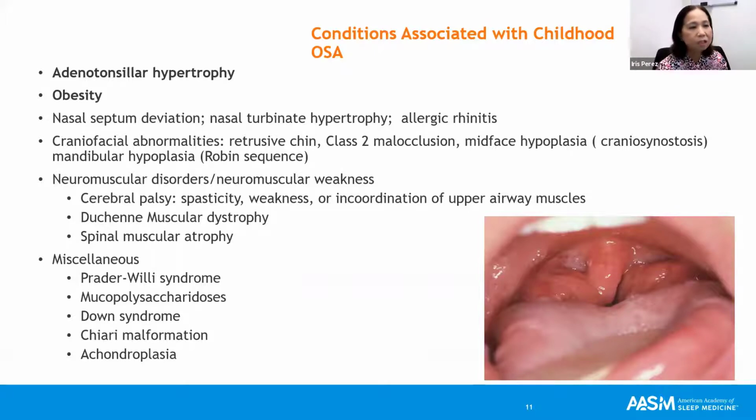Patients with achondroplasia are at risk for OSA due to their mid-face hypoplasia, presence of hypotonia, as well as brainstem compression from craniocervical stenosis. We are going to discuss the risk factors and treatments of patients with Prader-Willi Syndrome and Down syndrome at the later part of this talk.